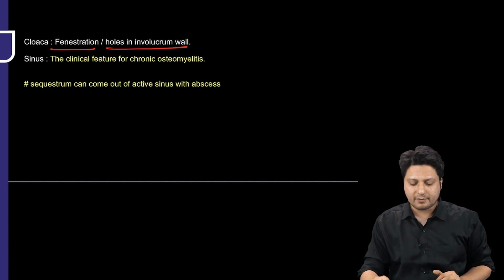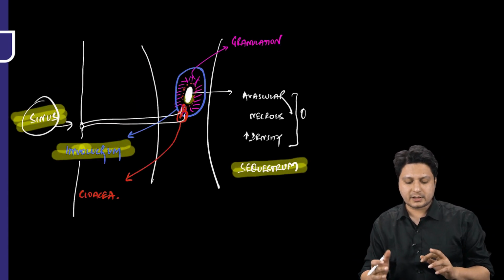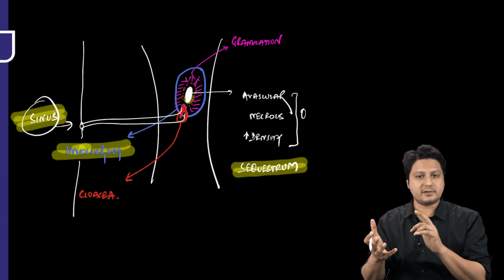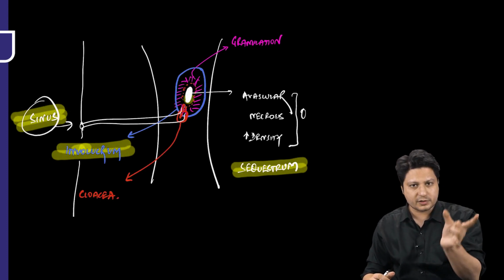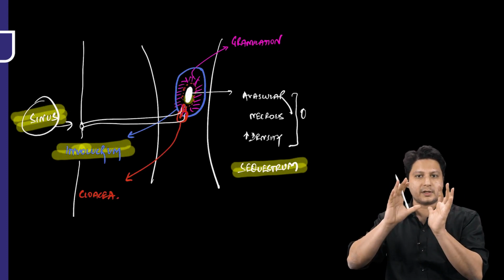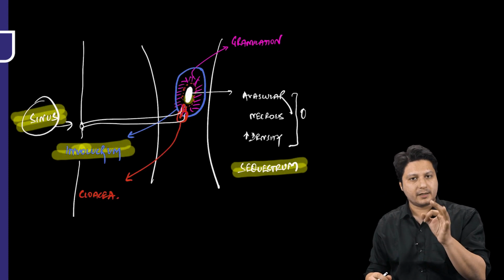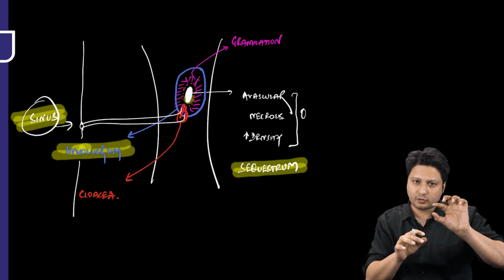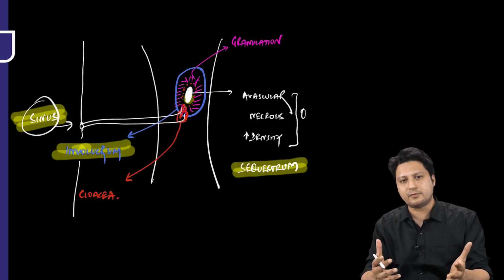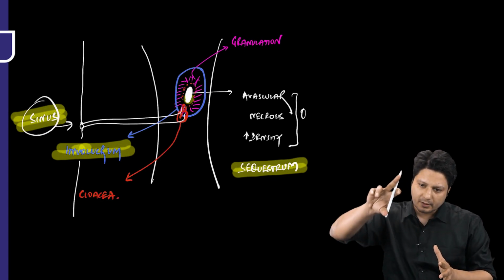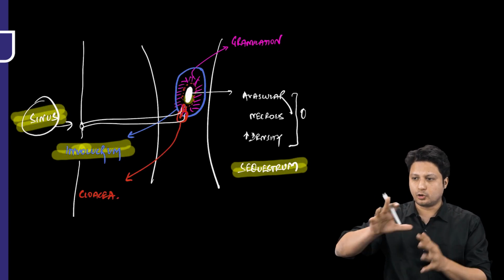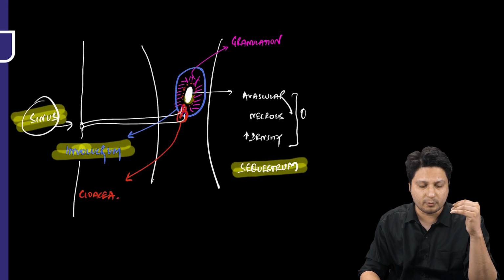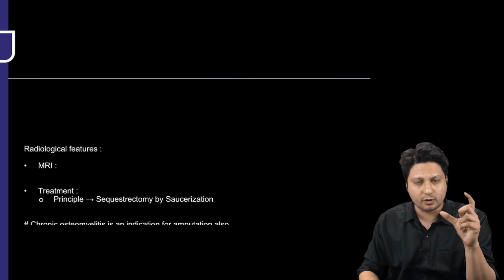Again, quickly, let's have a revision of what we have discussed. First, we have discussed the sequestrum. You came to know that it is a dead bone which is surrounded by granulation. Second is the involucrum. It is a normal bone which is trying to limit the expansion of this inflammatory tissue. Third is the cloacae, which is a hole in the involucral wall. Fourth is the presence of sinus, which is considered to be the only clinical feature for chronic osteomyelitis, through which the abscess can come out, through which the sequestrum can come out. All right, so these are the four histopathological features of chronic osteomyelitis.